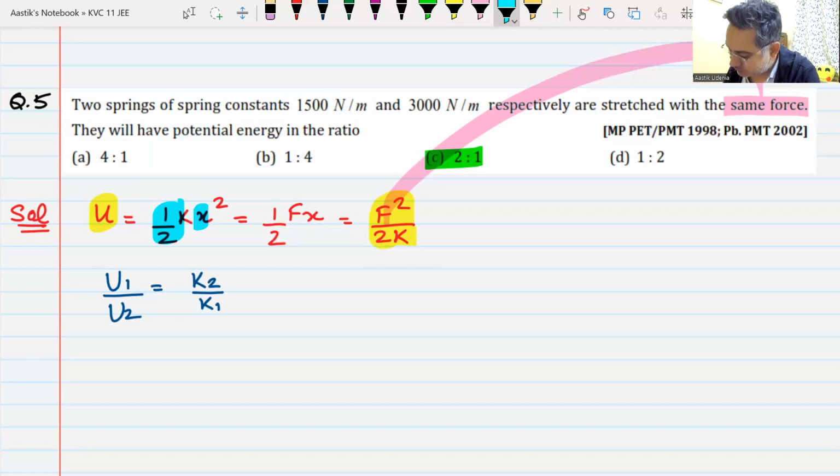Have you noted down? Then comes this question.